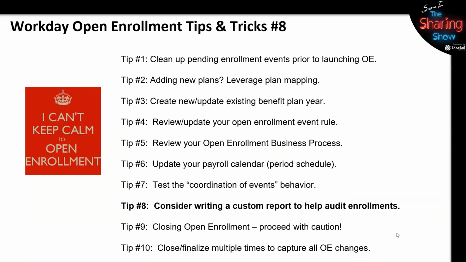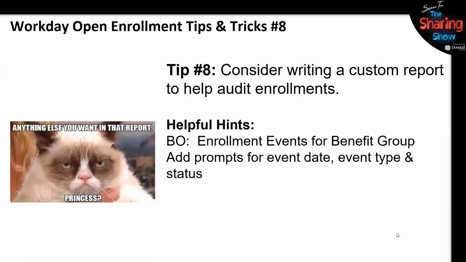Right. Number 8 is to consider writing a custom report to help audit enrollment. The open enrollment status report is a standard Workday report that is available and very useful, obviously, kind of your command center for open enrollment, if you will. But it doesn't necessarily give you all of the details that you might need to audit your enrollment during open enrollment and afterwards. So you might want to consider writing a custom report.